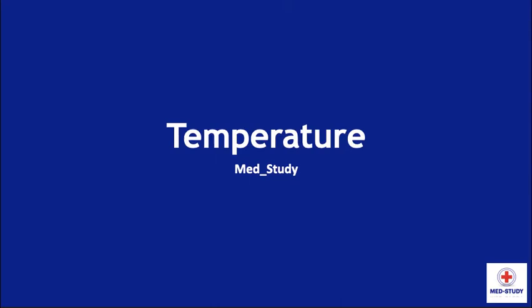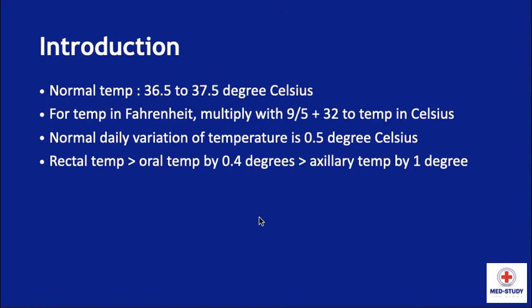So today in this video we are going to see about temperature, which is one of the vital signs in examining a patient. So normal temperature is 36.5 to 37.5 degrees Celsius. For temperature in Fahrenheit, we have to multiply temperature in Celsius by 9/5 and add 32 to it. So normal daily variation of temperature is 0.5 degrees Celsius. Rectal temperature is greater than oral temperature by 0.4 degrees, which is in turn greater than axillary temperature by 1 degree.